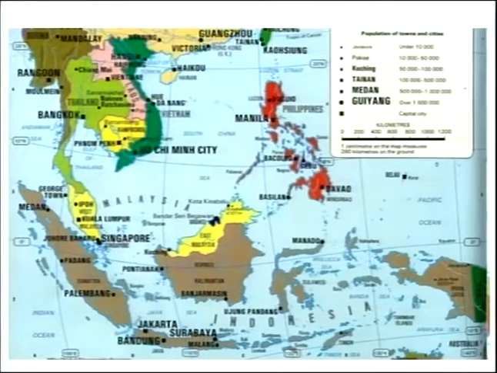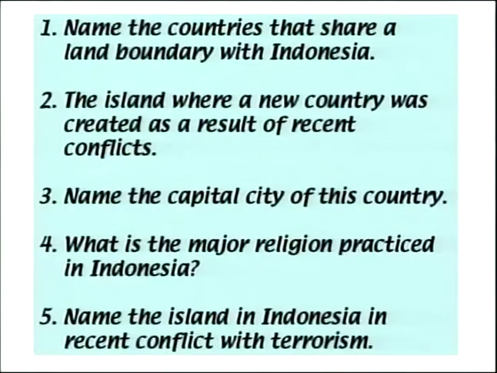I'll give you time to complete the questions, and then we'll get students to volunteer to give the answers for those different questions. We'll start with the first 5 questions on the monitor. If you would like to discuss with the person sitting next to you to come up with your answers, you can do that. Question number 1, name the countries or country that share a land boundary with Indonesia. Question 2, the island where a new country was created as a result of recent conflicts. Name the capital city of this country.